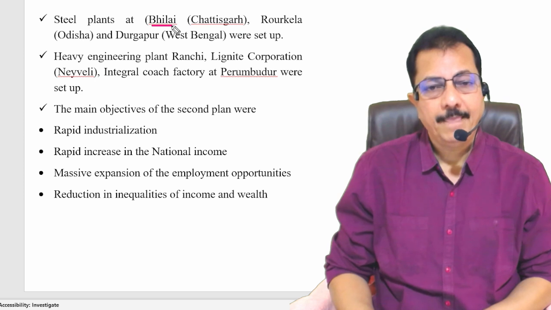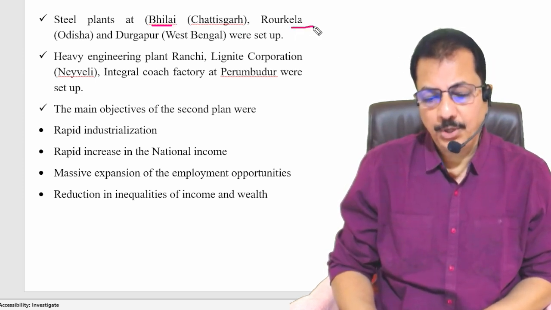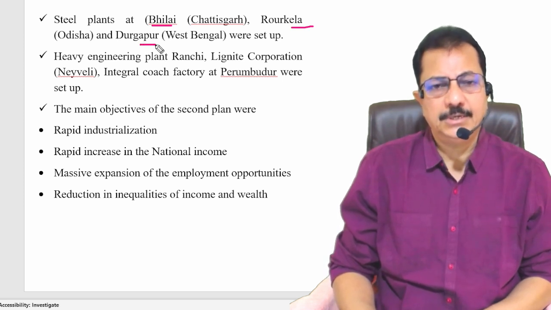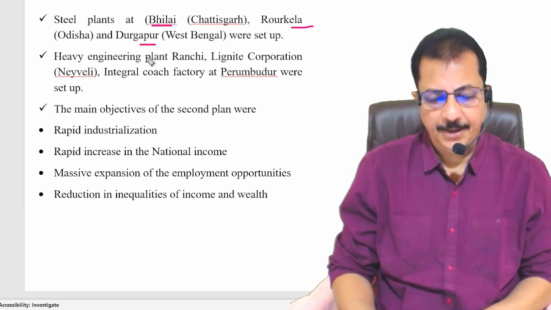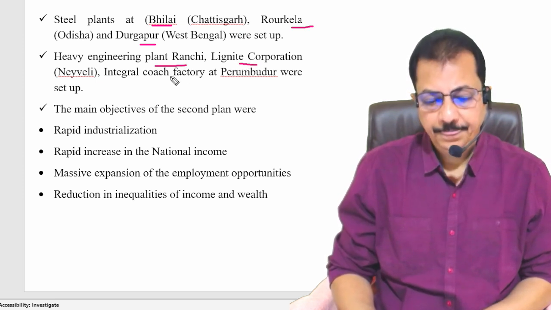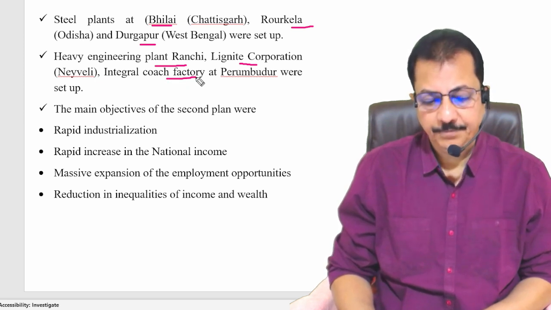Next. So when it comes to certain steel plants, like the steel plants at Bhilai, at the time in Madhya Pradesh, now in Chhattisgarh, Rourkela, that is in Odisha, Durgapur, all these were set up during the second 5-year plan. Heavy engineering plant at Ranchi, lignite corporation at Neyveli, integral coach factory at Perambur were also set up.